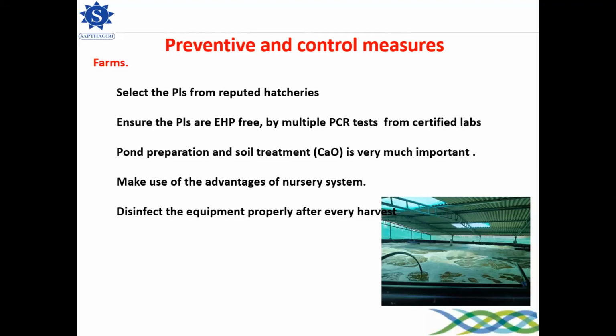Why? Because the nursery system grows the PL in a small, confined environment, like sheeted ponds or earthen or above-ground ponds. Once we grow them for 25 to 30 days, the PL is getting PL. If EHP positive is there, within 25 to 30 days we can do the screening and find out whether it is EHP positive or not. Because in a cohabitation scenario, EHP is getting infected very fast.